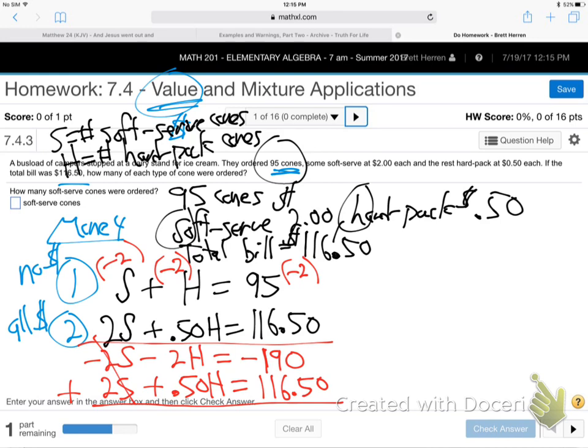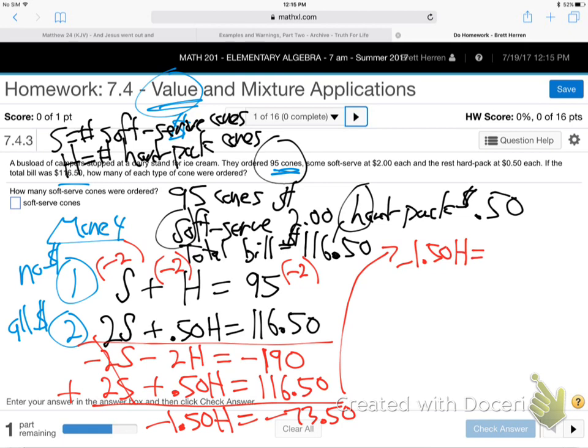They cancel out. And I've got minus 2h plus 0.50h, right? 50 cents take away $2? Minus 1.50h. Equals, and then 116.50 minus 190, what is that, 73.50? Negative, I think. Bring it up here. We good?